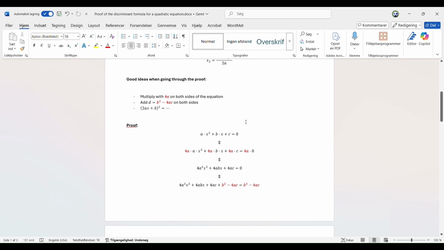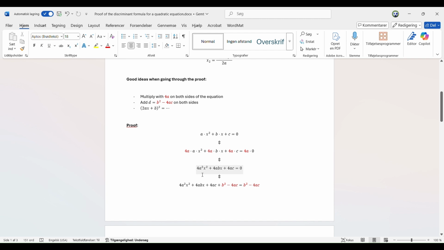So now we go to the proof, and we start with this normal quadratic equation. Then we multiply, so this is one of our good ideas, we multiply by 4a on all terms on both sides. So 4a times ax squared plus 4a times bx plus 4a times c, and 4a times 0, because we have to do it on the right side of the equation too. We have to do it on all terms.